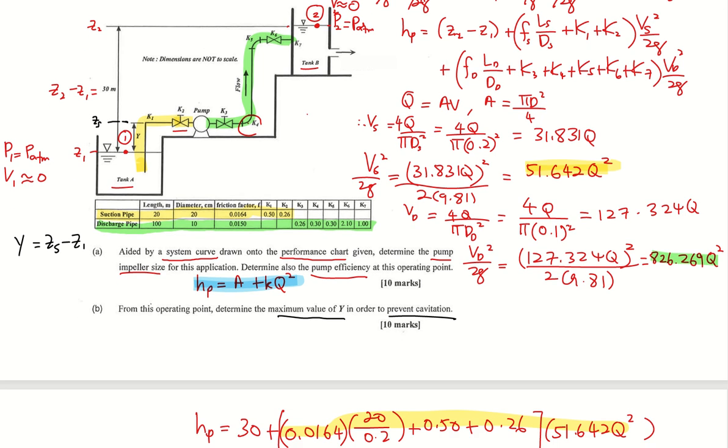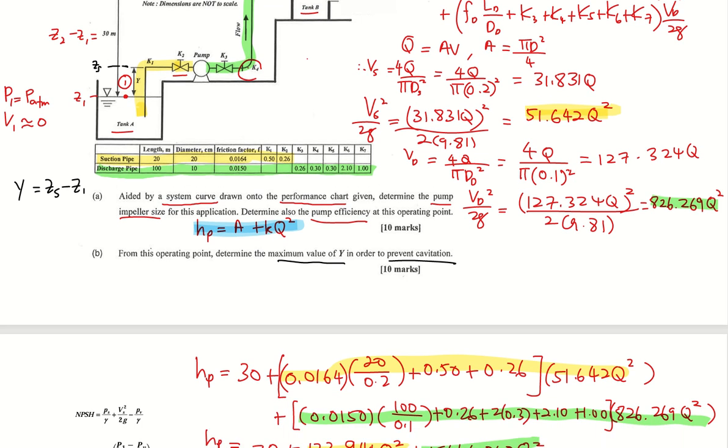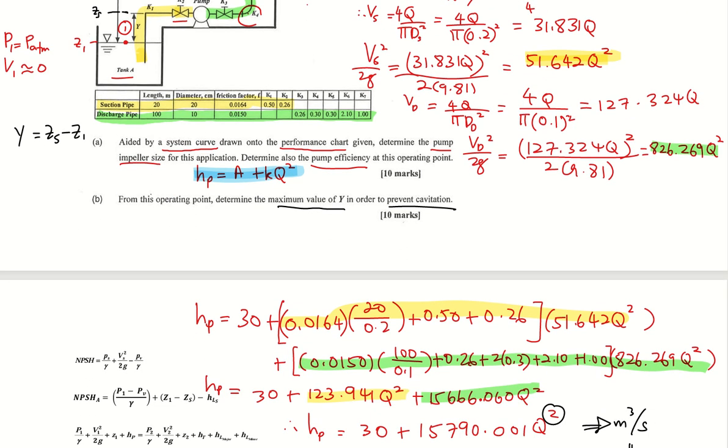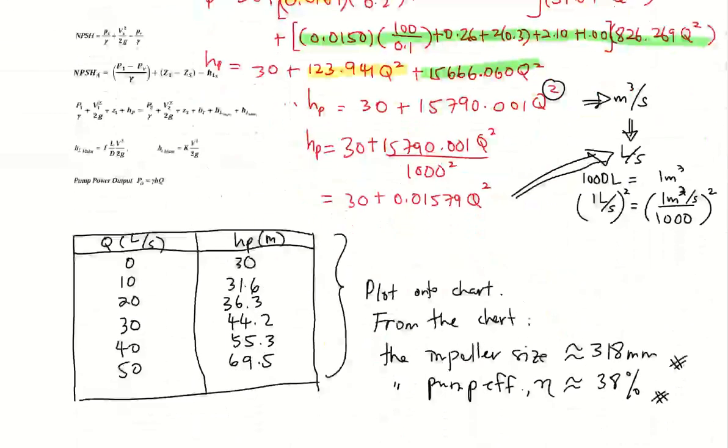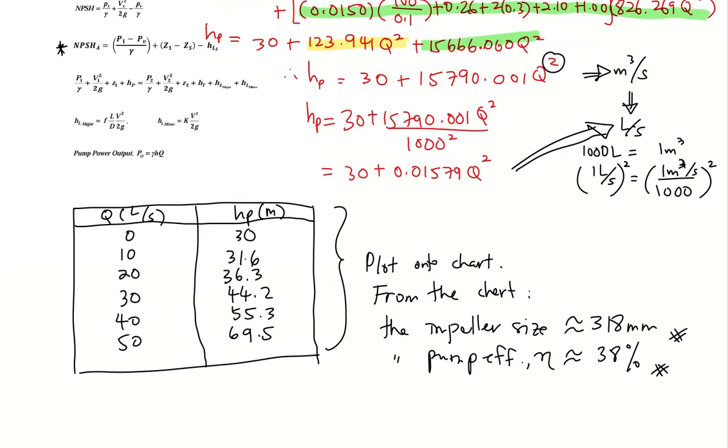To actually know whether cavitation occurs or not, you need to get the NPSH required. So NPSH required is on the chart. Your NPSH actual from your system has to be more than NPSH required. So how do we get NPSH A? It's from this equation. So we write that equation.